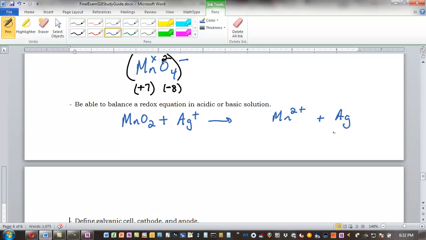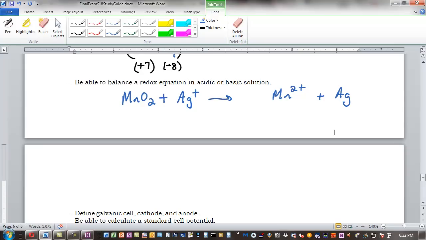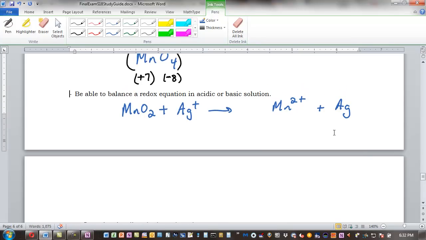Okay, let's balance that. It's a pretty easy one, but this will give you an idea of what we need to do. So there's the reaction we're going to balance. What do we need to do with that? Separate it out into half reactions. Actually, let me get this down onto the next page.